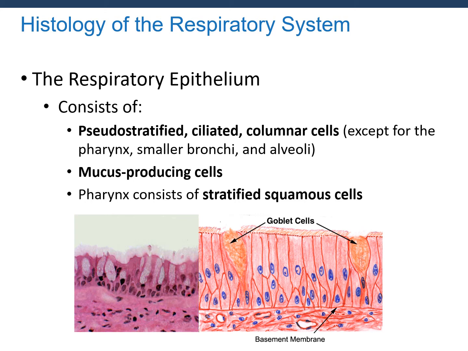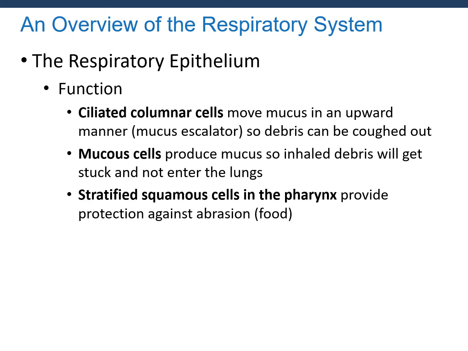Now, the large, thicker layers of epithelial cells are going to help prevent abrasion, and the ciliated pseudostratified columnar cells are going to help prevent dust and other pathogens from coming in and really kind of whisk it away with the cilia. As I've mentioned, a majority of the respiratory epithelium is the ciliated columnar cells.